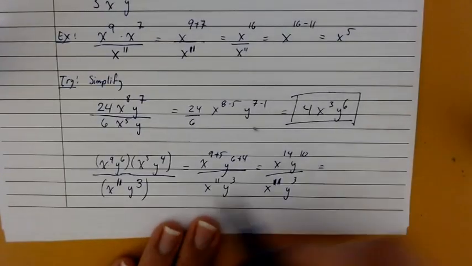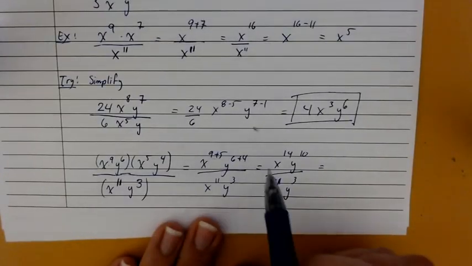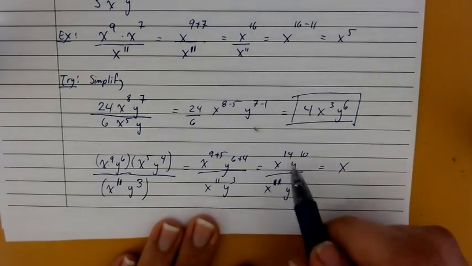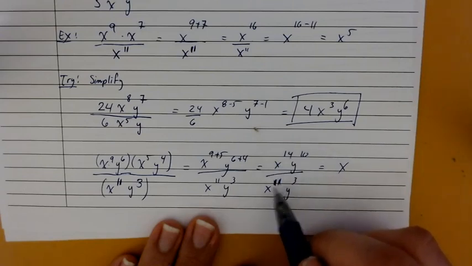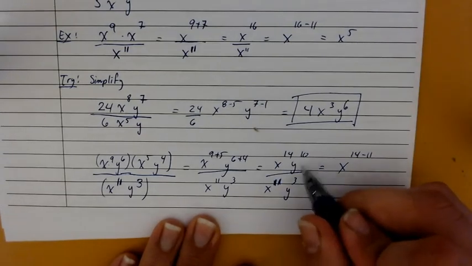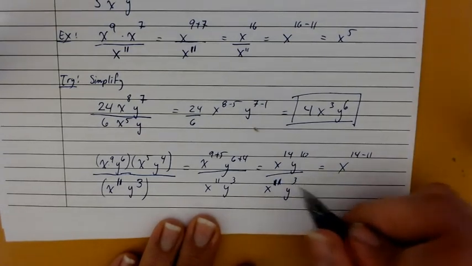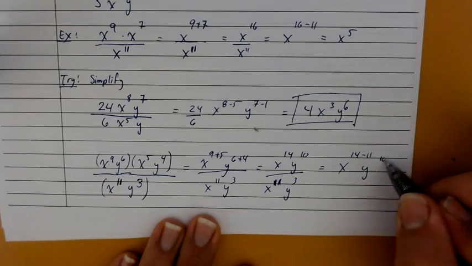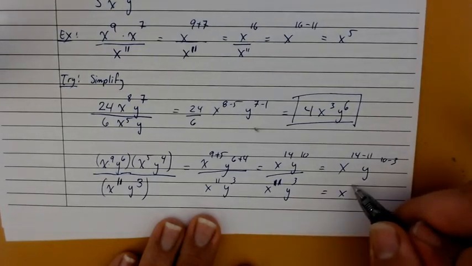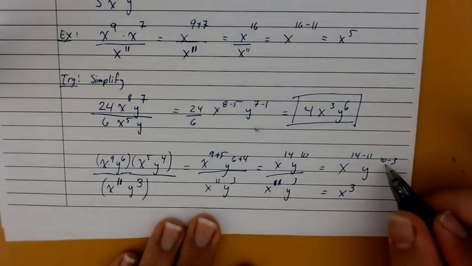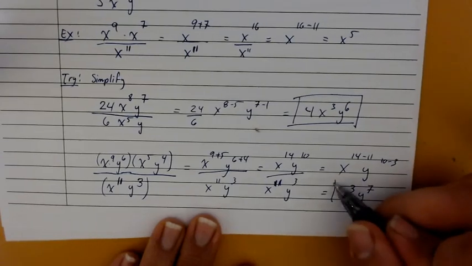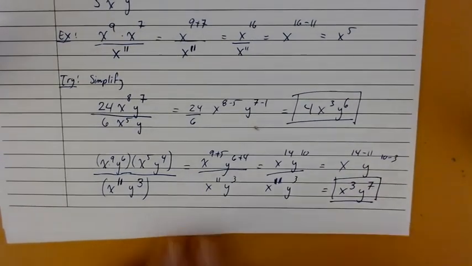So, when you multiply, the powers get added, but when you divide, the powers subtract. So this will give us x to the power, we have 14 minus 11. And here we have y to the power 10 minus 3. Which will give us, well, let's see, 14 minus 11, that's x to the power 3. And then 10 minus 3, that'll give us y to the power 7. And there's our result.